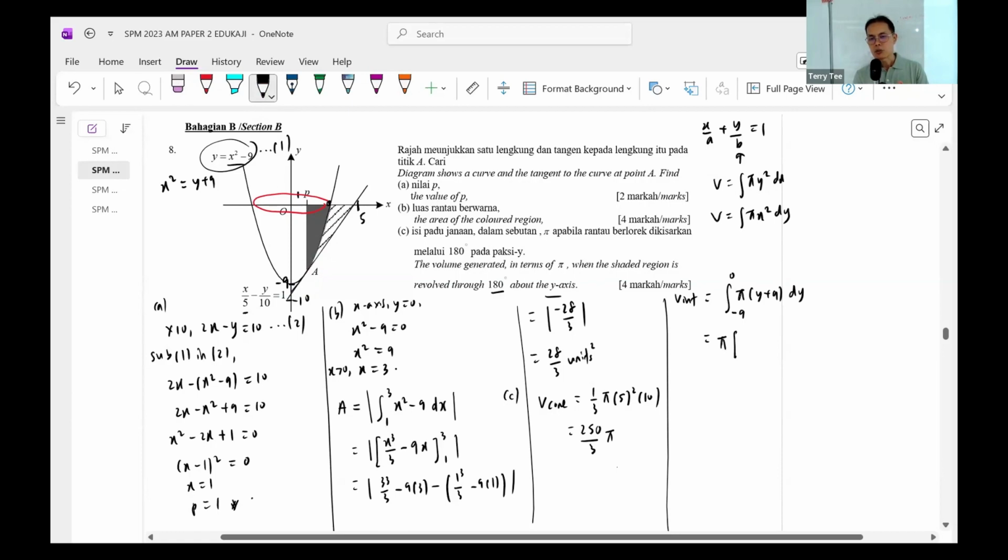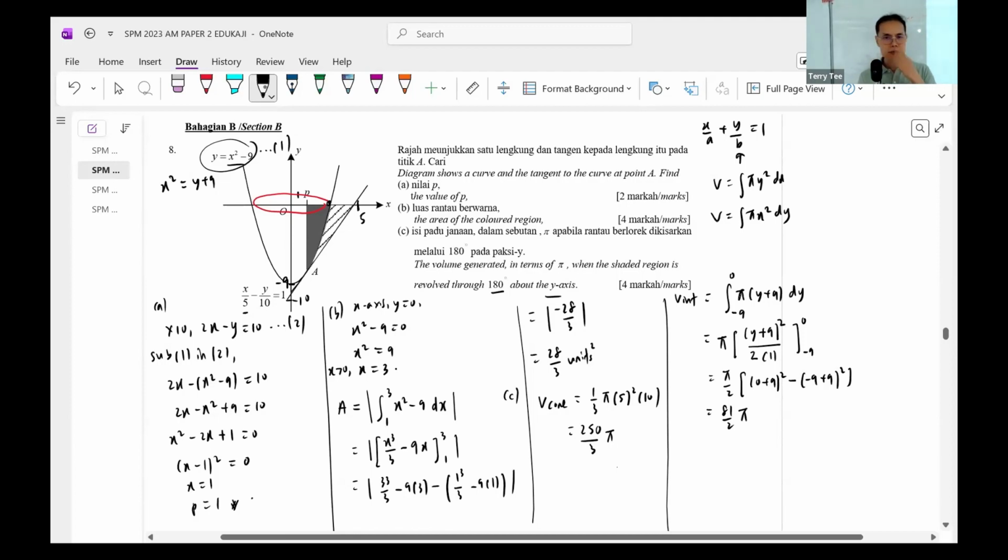I'll take out the pi. When you integrate, up to you. If you want to integrate term by term, also can. Composite function also can. I like composite function. I copy the bracket, increase the power by 1, divide by the increased power, differentiate inside. Minus 9 to 0. Put 0 inside: 0 plus 9 squared, you show a substitution, minus negative 9 plus 9 squared. So this is 81 over 2 pi. So this is your volume of integration.